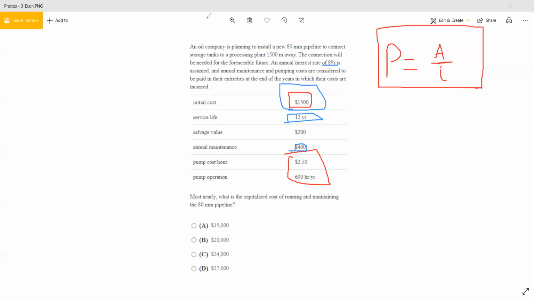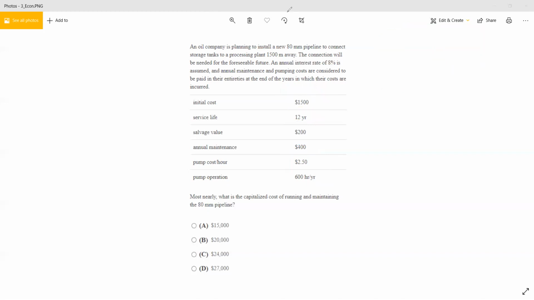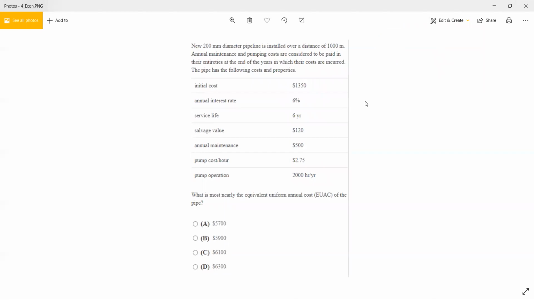All right, let's go on to our next one. We have something similar here. Wonder if it'll be the same kind of deal. We have a 200 millimeter diameter pipeline installed over a distance of 1,000 meters. Annual maintenance and pumping costs are considered to be paid in their entireties by the end of the years in which their costs are incurred. The pipe has the following costs and properties, as detailed here. What is the equivalent uniform annual cost, EUAC, of the pipe?